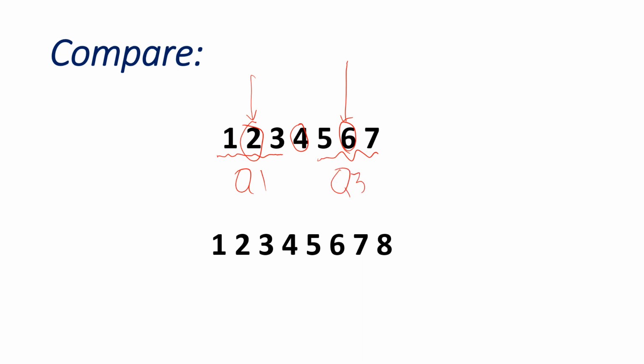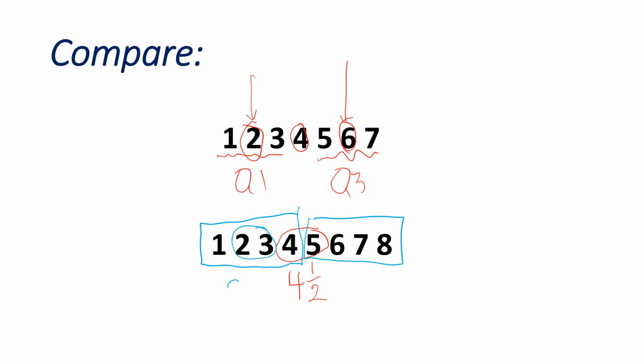Now when you have an even amount of numbers, the middle numbers in this case would be 4 and 5. So your median would be 4.5. When you're finding your lower and upper quartile, you're going to use those as your half numbers. So in this case, your lower quartile would be 2.5 and your upper quartile would be 6.5.